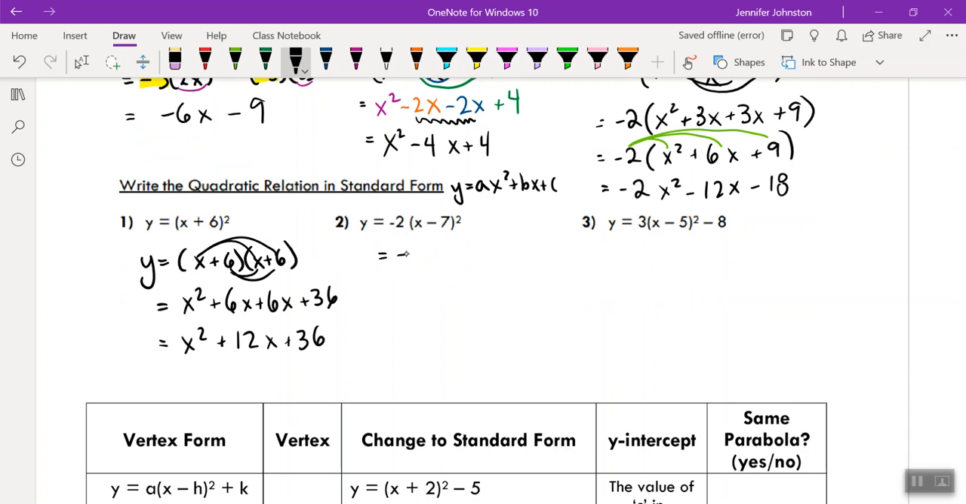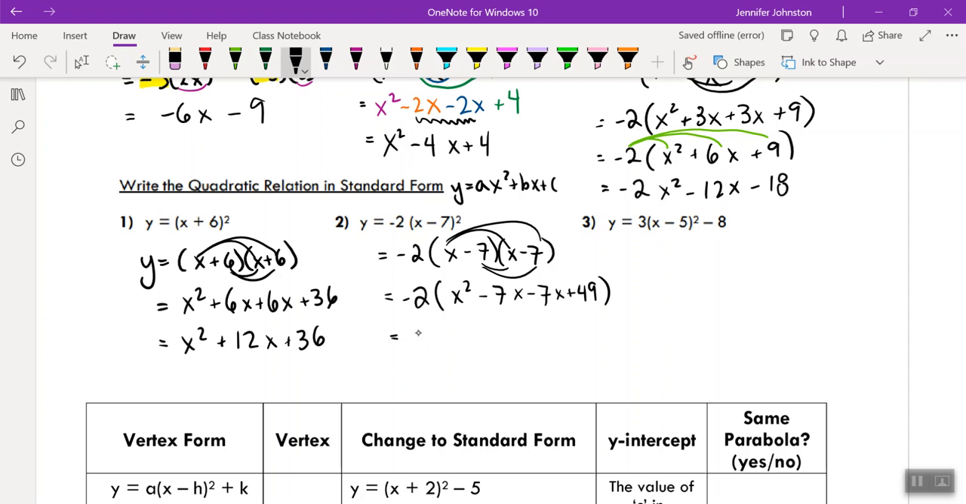Right, for this next one, we're going to do the same thing as above again. Let's use FOIL first and then multiply everything by -2. Let's just keep the -2 on its own, get the trinomial, or the 3 terms in the middle, and then multiply them all by -2. Here we get a positive 49 because -7 times -7.